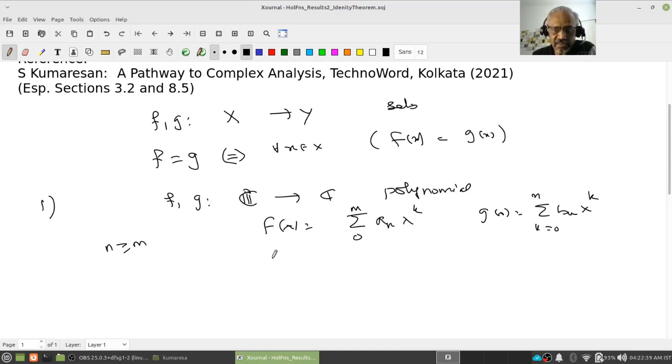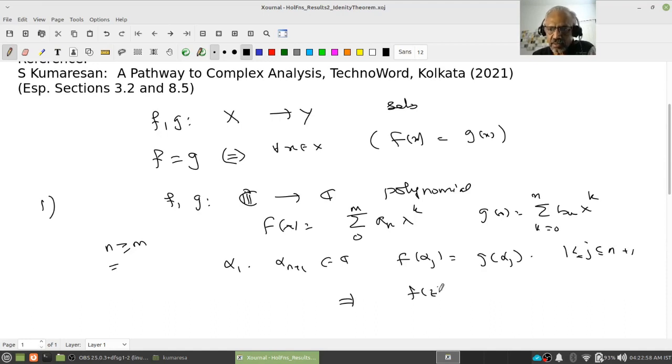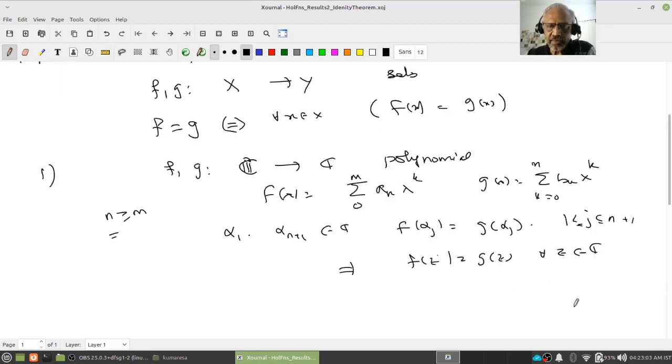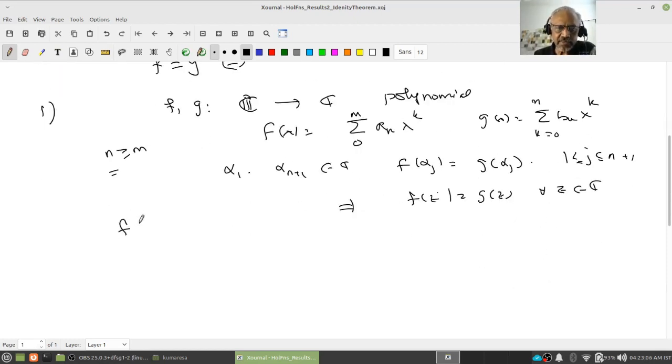But we know that since n is the maximum degree, if I have, let's say, alpha_1 to alpha_{n+1}, n plus 1 elements, and f(alpha_j) equals g(alpha_j) for 1 less than or equal to j less than or equal to n plus 1, then I know f(z) is g(z) for all z in C. How do I know that? Because if I look at the polynomial f minus g, this polynomial is of degree at most n, and it has n plus 1 roots, namely alpha_1 to alpha_{n+1}. That means it must be the zero polynomial.